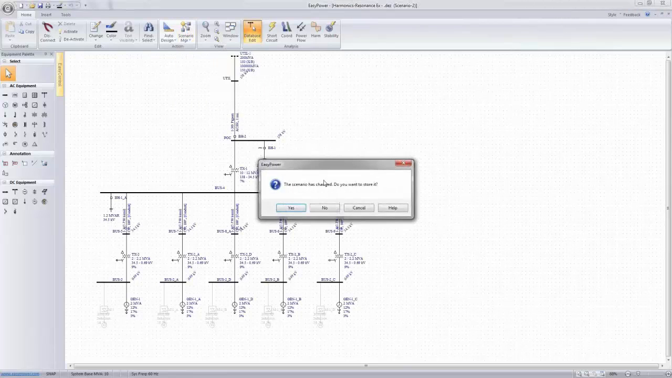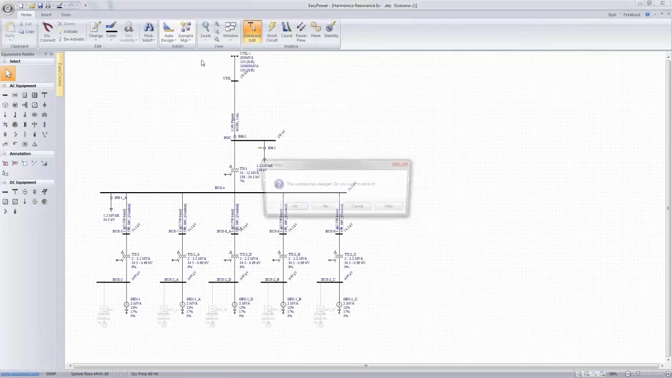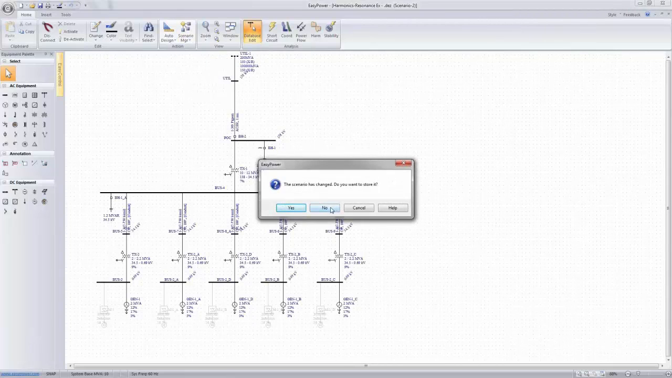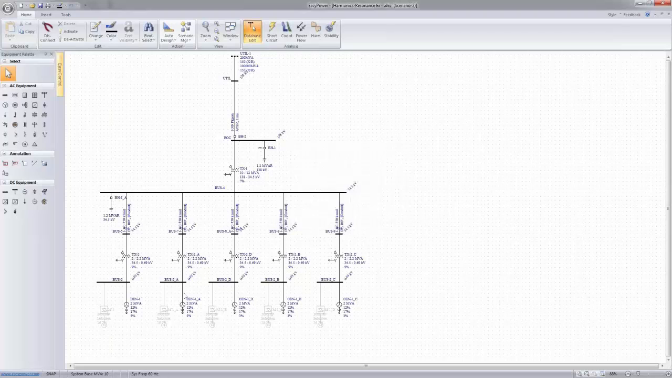If you remember, we... do you want to store it? I would say no. And these are the scenarios that I created from my previous presentation, and I worked with them. So you have to create them if you want to, and put different harmonic sources at different power levels here, and they will inject power into the grid.